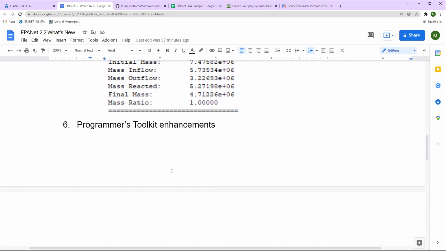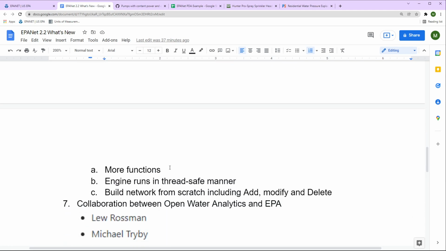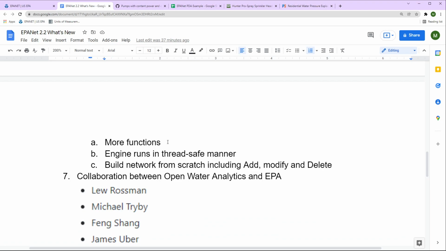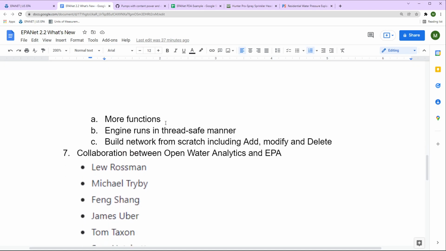Also, if you like to tinker with EPANet, they've enhanced the toolkit. So there's more functions that are callable. Engines run in a thread-safe manner. I can't really speak to that very much. I believe that just means that if you're running multiple simulations at once, you can call the same code from more than one place and it doesn't cause problems or crash.